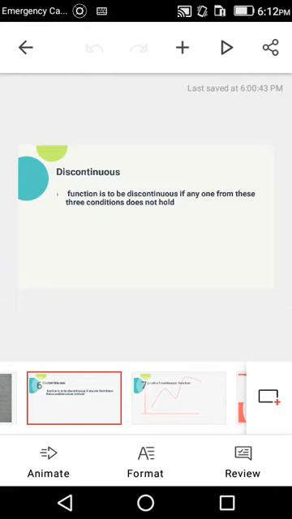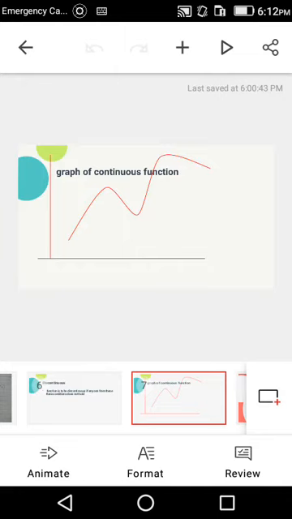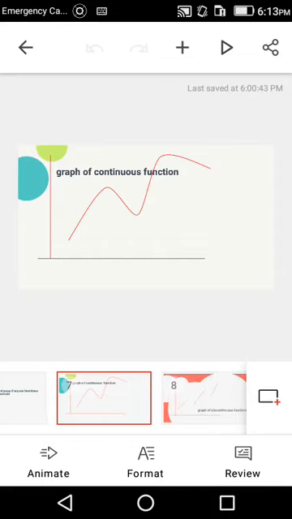After that, we will discuss the graph of continuous and discontinuous function. First of all, this is a graph of continuous function. If the graph is showing a curve-like shape and it is continuously moving, then that is the graph of a continuous function. Like this graph, a continuous function is also the same as the graph of sine theta.